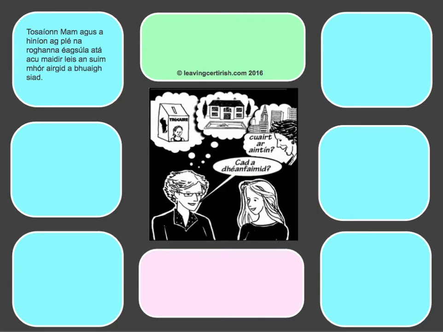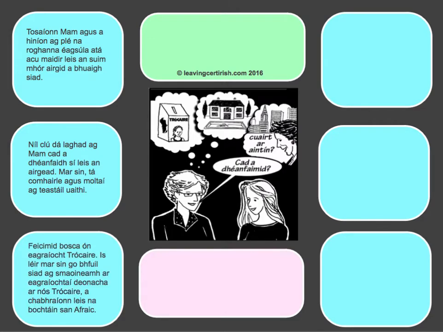Tosaíonn an mam agus a hiníon ag plé na roghanna éagsúla atá acu maidir leis an suim mhór airgid a bhuaigh siad. So mom and her daughter start discussing the various choices that they have in relation to the large amount of money that they've won. Níl cliú ar bith ag mom cad a dhéanfaidh sí leis an airgead, she has no idea what she'll do with the money. Therefore, she needs advice and suggestions or recommendations.